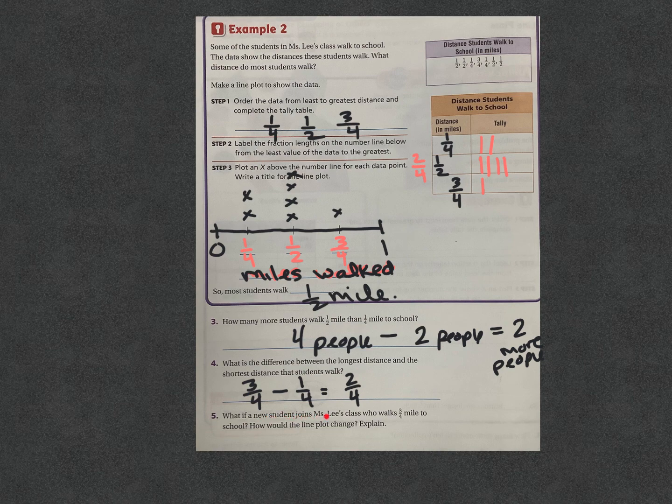What if a new student joins Ms. Lee's class who walks 3/4 of a mile to school? How would the line plot change? All right, well, let's add that on there. 3/4 of a mile. There's that new person. And on the line plot we just add an X over 3/4. I guess that's how I would describe the change.